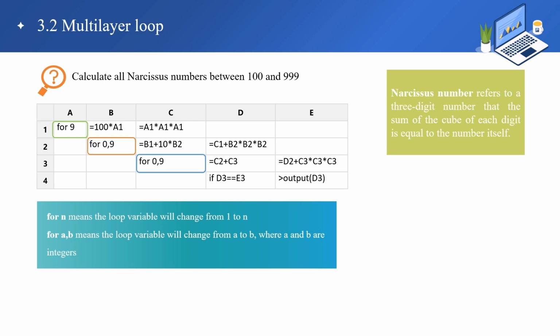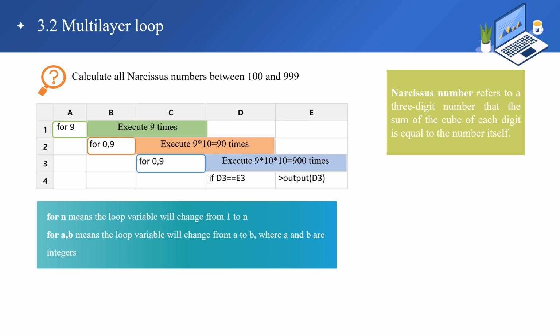In this way, A1 will loop 9 times and B1 will be executed 9 times. B2 itself will loop 10 times, and C2, as a statement in the loop body of B2, will be executed 9 times 10 times, that is, 90 times. D3 and E3, as statements in the loop body of C3, will be executed 9 times 10 times 10 times, that is, 900 times. The 3-digit number and the sum of cubes of each digit are calculated by D3 and E3 respectively. The calculation of B1, C1, and C2, D2 is to try to make the calculation amount smaller.